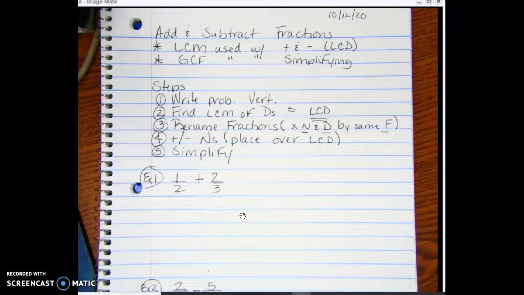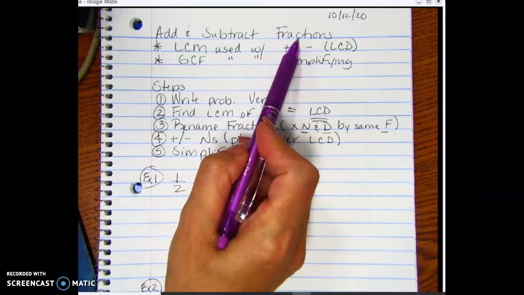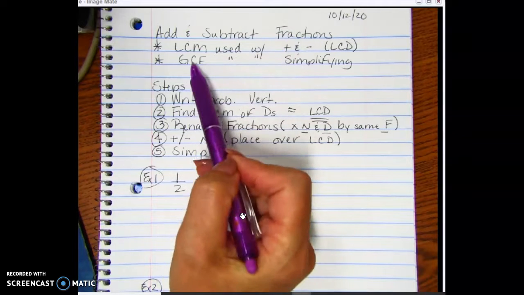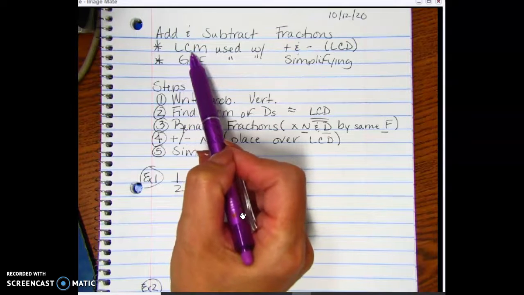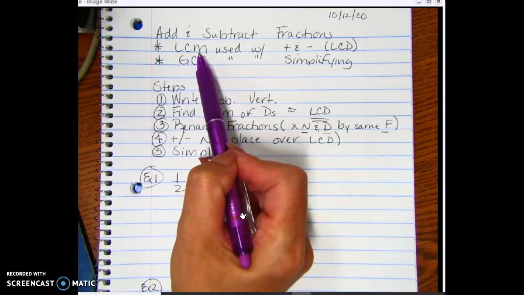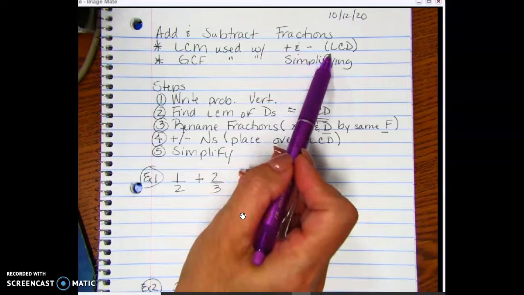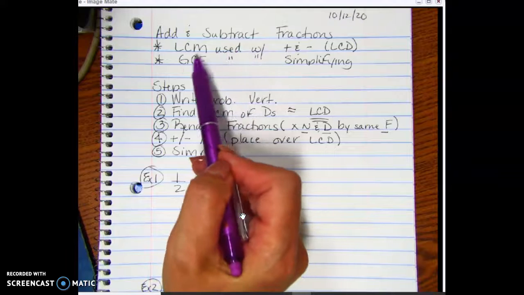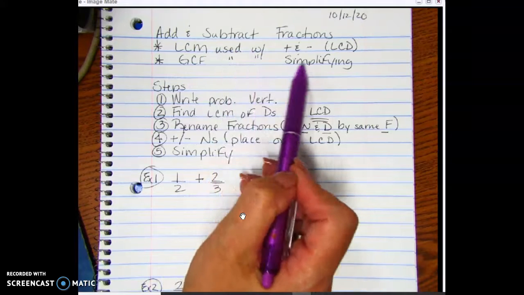So today we're working on adding and subtracting fractions. Not only fractions, mixed numbers as well. There's two things that are really important that we've learned in the past couple of weeks. We learned about the least common multiple, and with fractions, it's used with adding and subtracting them so that we can find the least common denominator. The other thing we learned was the greatest common factor, and that is used with simplifying.